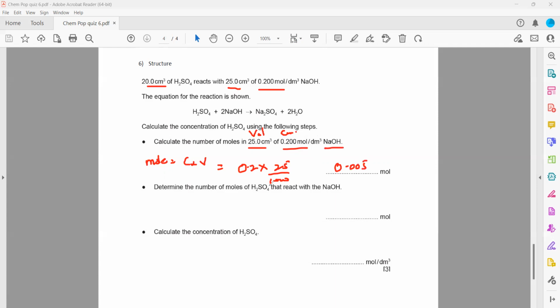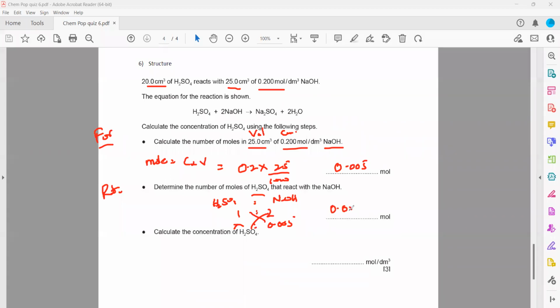After getting the moles of sodium hydroxide, we need the moles of sulfuric acid. The first part we solve by formula, the second one we use a ratio. What is the ratio between sulfuric acid and sodium hydroxide? The ratio is 1:2. So if we have 0.005, then this will be X. Cross multiply. It will be half of it, which is 0.0025.